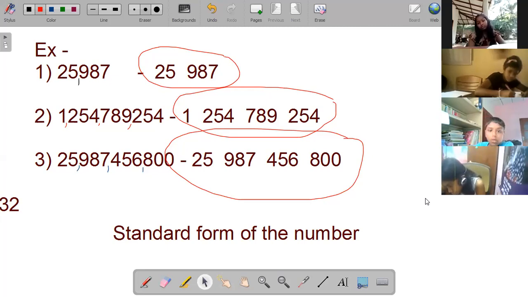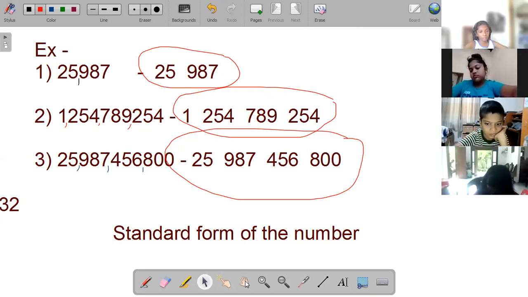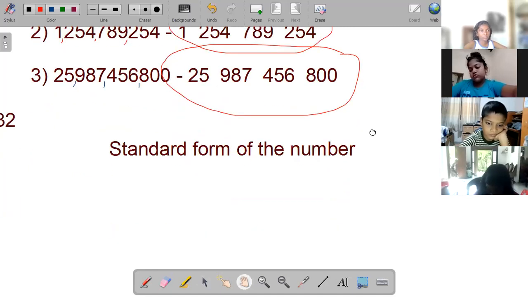Okay. Now you write down the small note. If you want, you can use a different color pen.